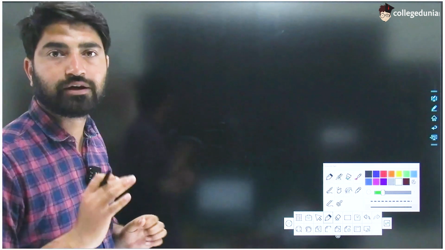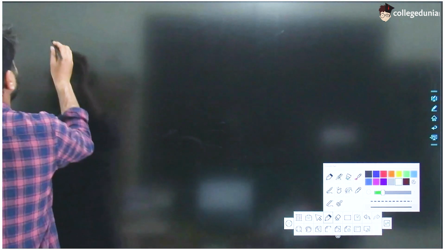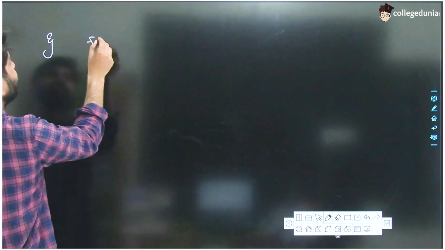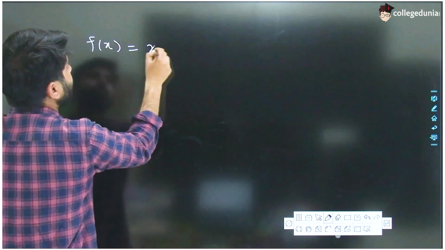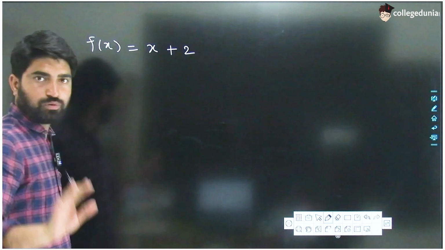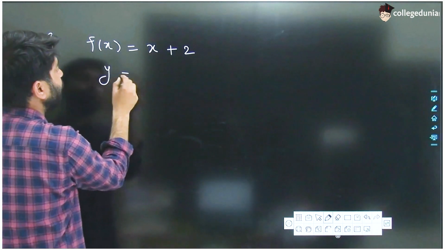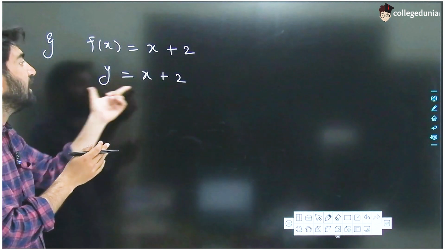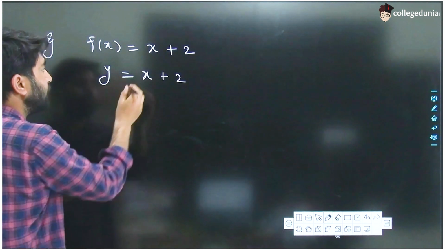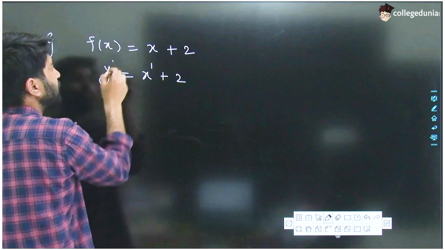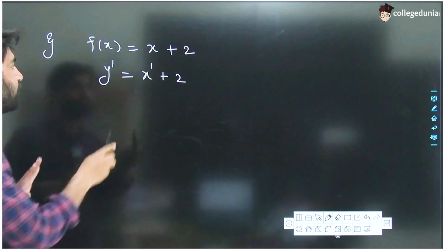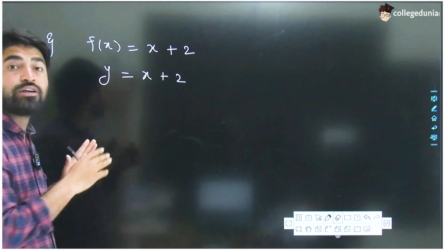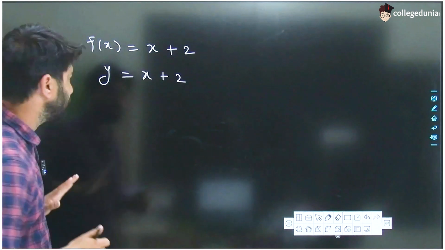Area under the curve. Let's take an example. Let's say there is a function f(x) equal to x plus 2, right? Which can be written as y equal to x plus 2. And you can see this is a linear equation in two variables. The power of x is 1, the power of y is 1. So this is a linear equation, which represents a straight line in 2D geometry, right?